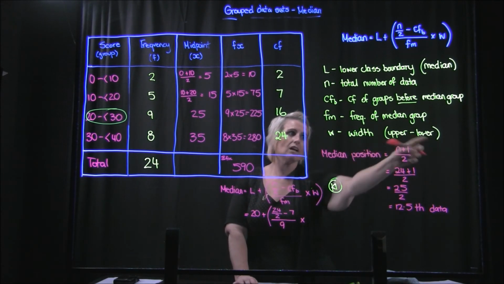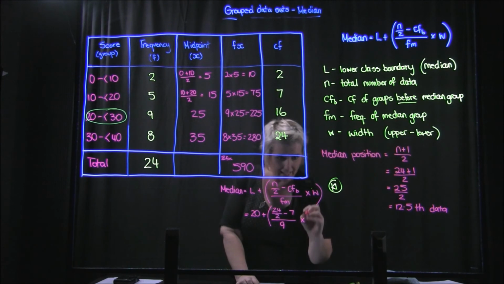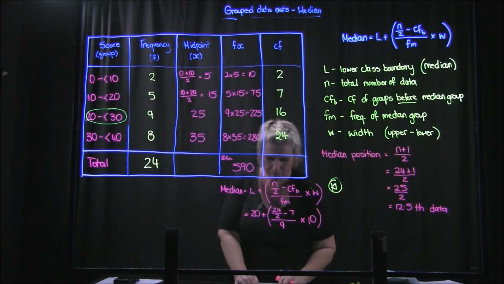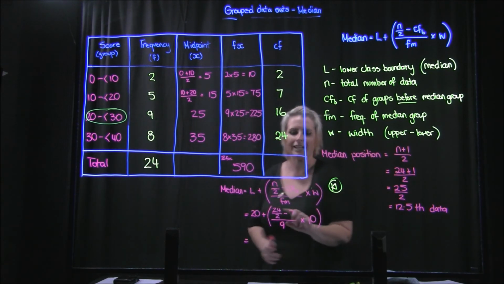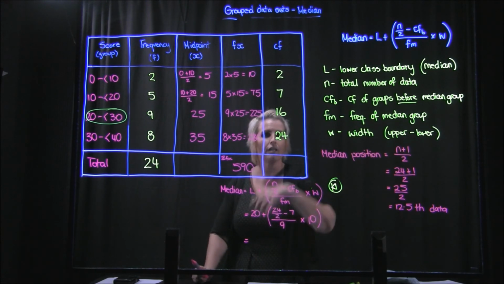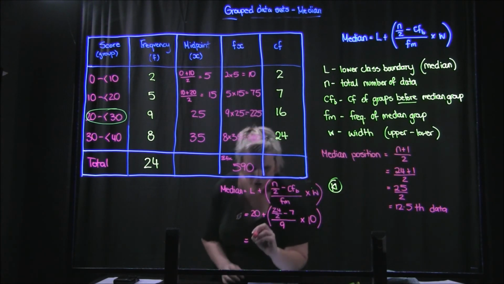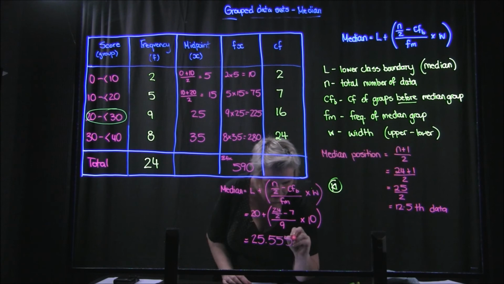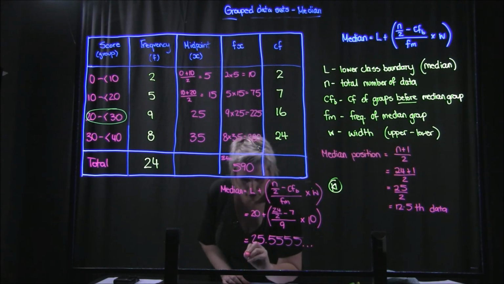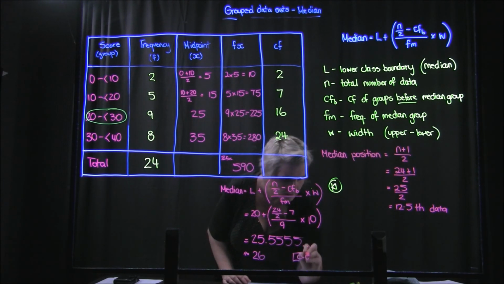Now remember I said width is upper minus lower. And so 30 minus 20, 10. 40 minus 30, 10. So 10 is the width of my groups. And they should always be the same. Then basically I'm going to put all that into the calculator. So if your calculator is a little bit funny, you might have to do each bit at a time. So 24 divided by 2 equals, minus 7 equals, divided by 9 equals, times 10 equals, plus 20 equals 25.5555 and so forth. So what we end up with is 26, and we're just going to do that to 0 decimal places.